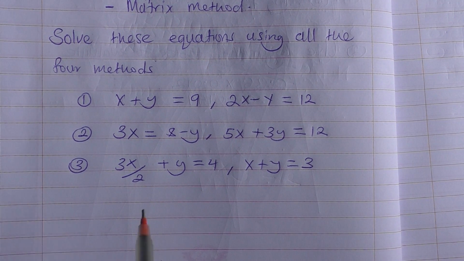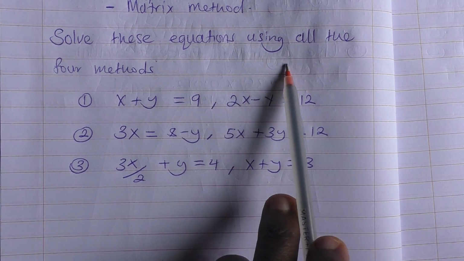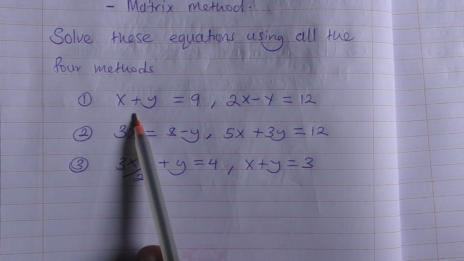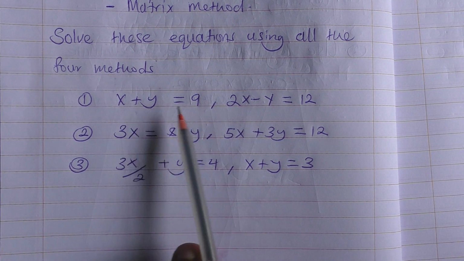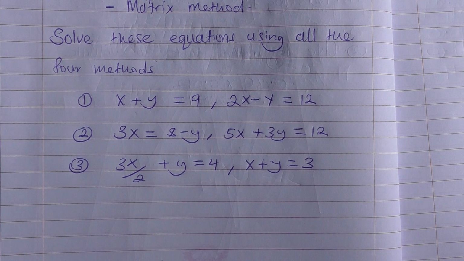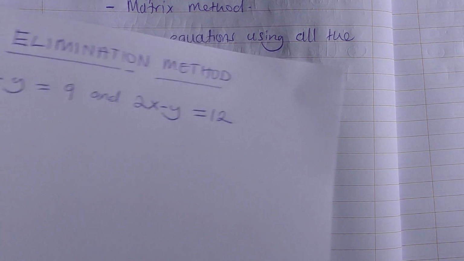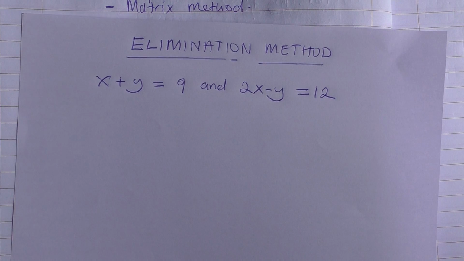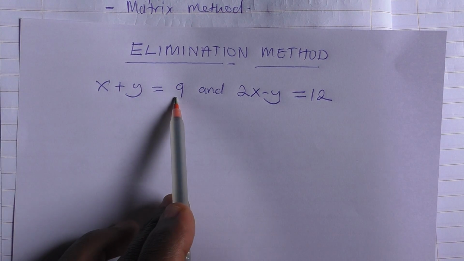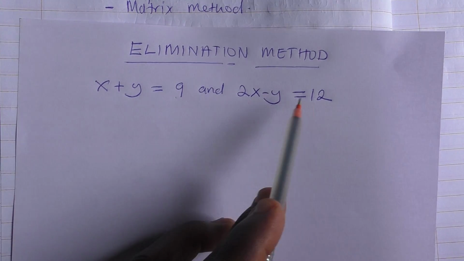So we have a question which says solve these equations using all the four methods. Number one is x plus y equals 9 and 2x minus y equals 12. Let us start with the elimination method. So we have x plus y equaling 9 and 2x minus y equaling 12.